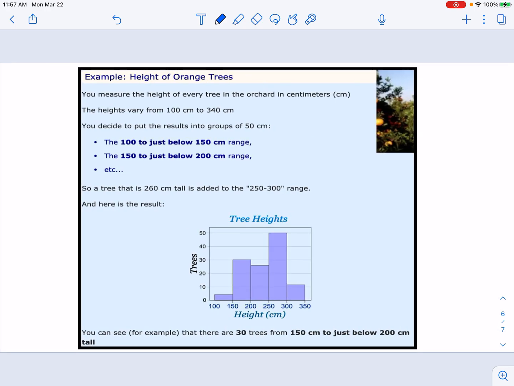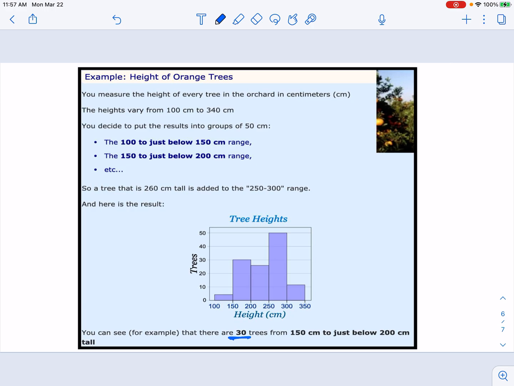Okay, so here's our example. It's the height of orange trees. So if you measure the height of every tree in the orchard in centimeters, and the heights vary from 100 to 340 centimeters, you decide to put them in groups of 50. Okay, so we have from 100 to 150, 150 to 200, 200 to 250, 250 to 300, and 300 to 350. Okay, so you can see, for example, that there are 30 trees from 150 to 200.